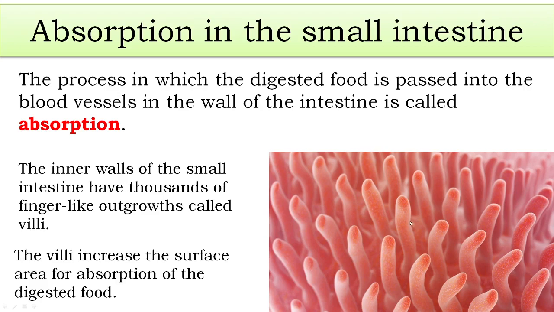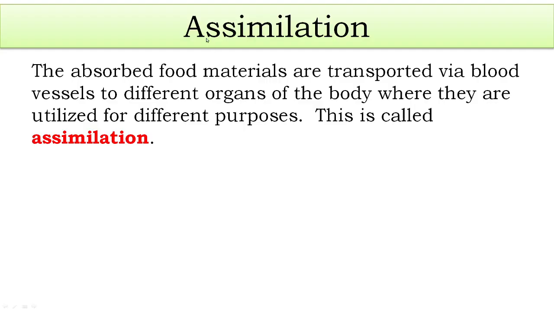After absorption, the next process is called assimilation, right? The absorbed food materials, glucose, the amino acids, the fatty acids and glycerol, taken in by the small intestine, the blood vessels will carry to the different organs of the body, where they will be used for different purposes. And this particular process is called as assimilation.